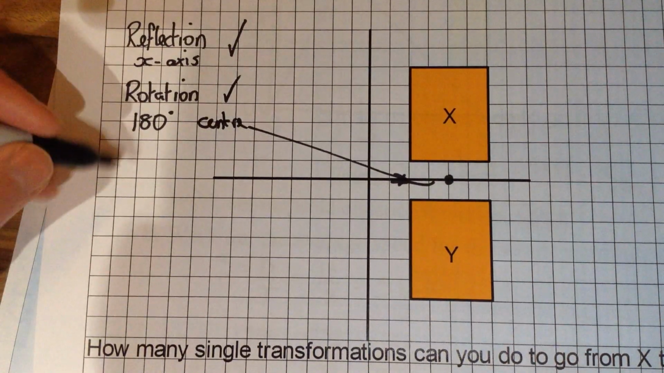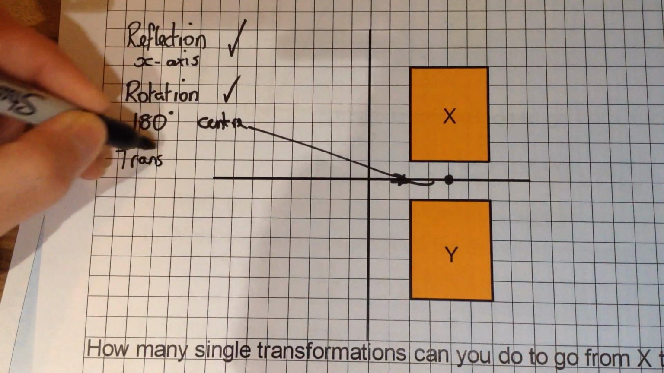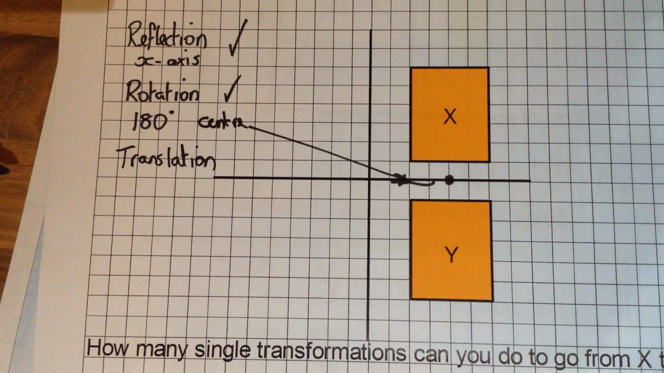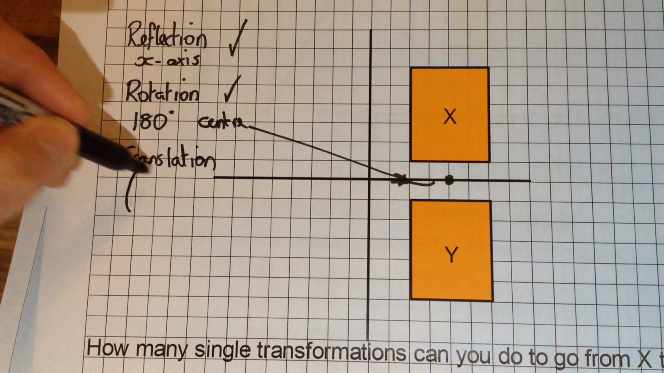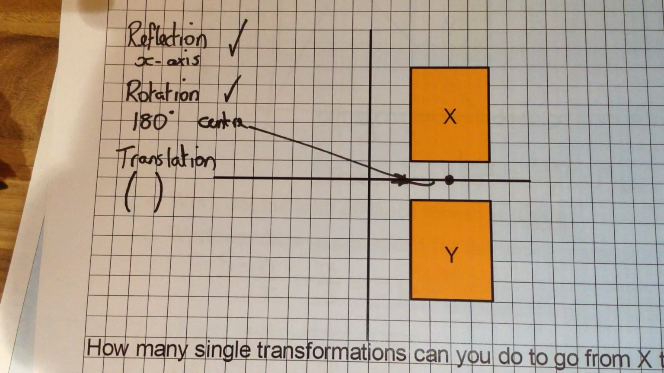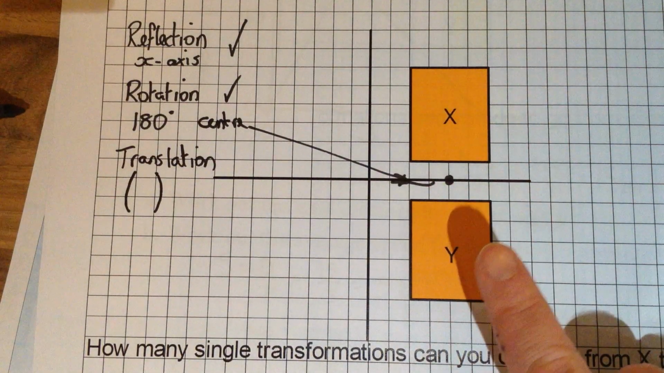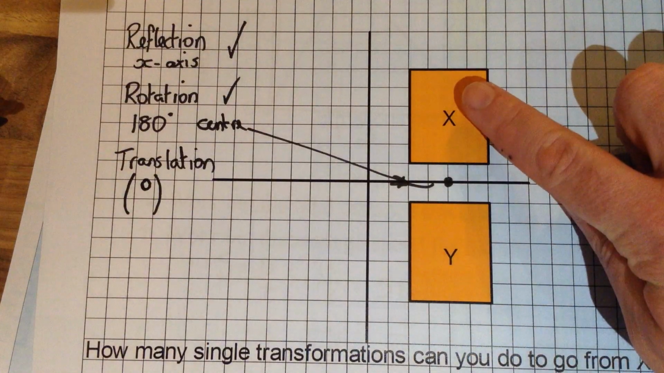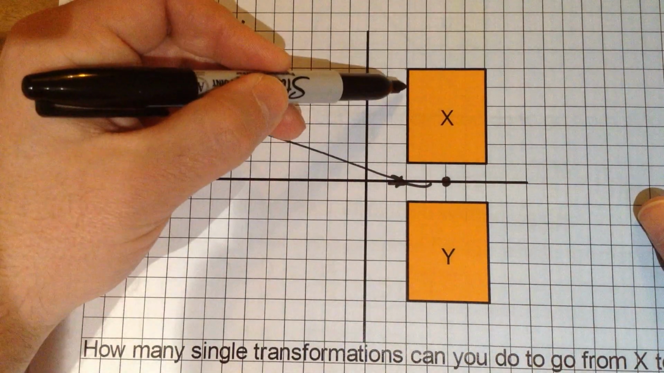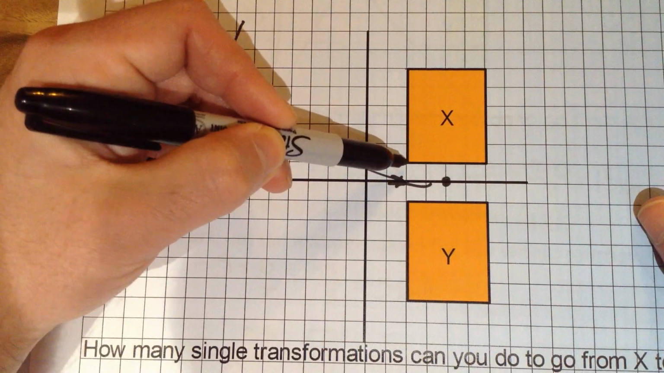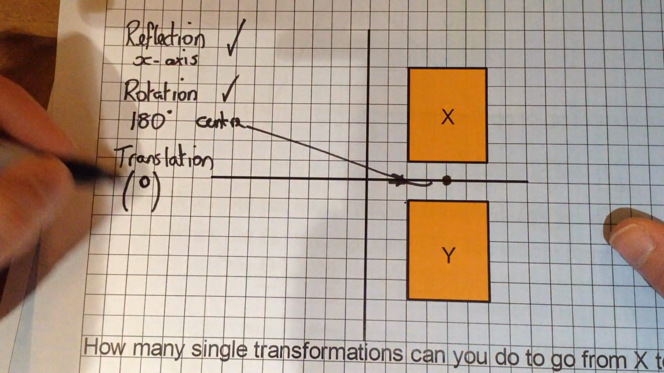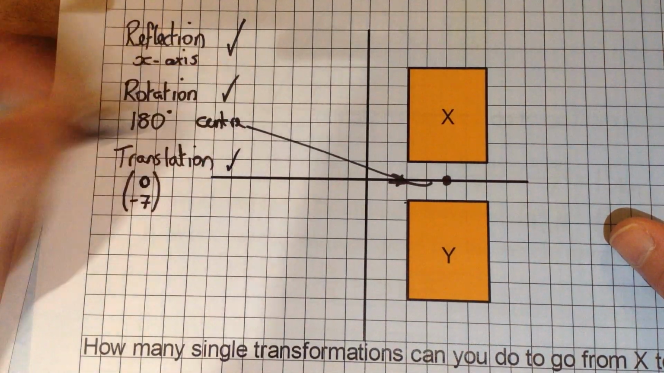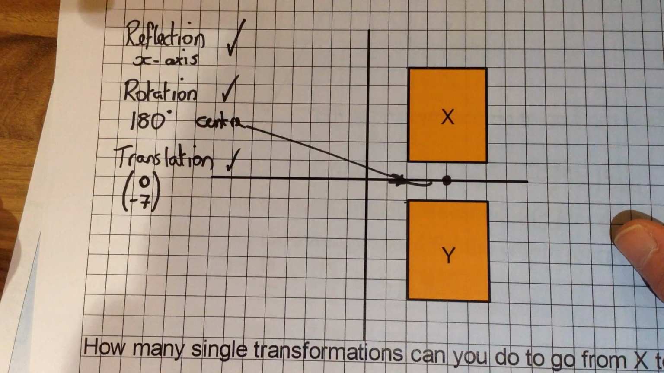The third type of transformation is known as a translation. This is just a sliding where we move the shape up, down, left or right. We normally describe translations using a vector. So here, to move from X to Y, we have not moved the shape left or right at all, but we have moved it down 1, 2, 3, 4, 5, 6, 7 squares. So I would put the translation vector as (0, -7). So yes, there is a translation that would change from one to the other.